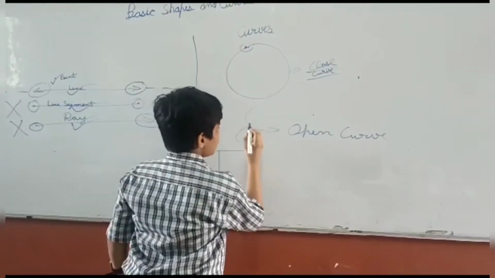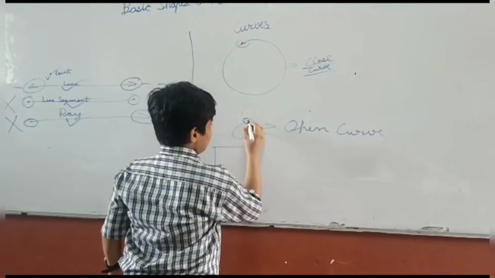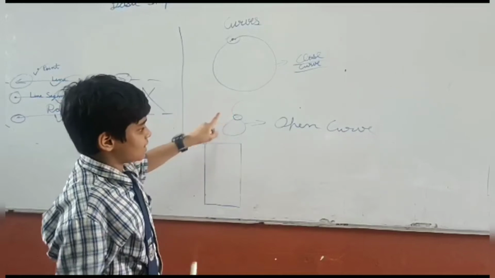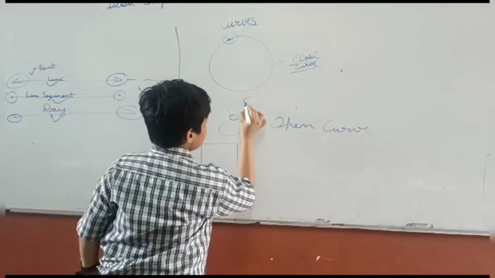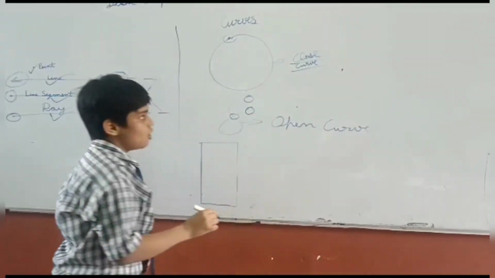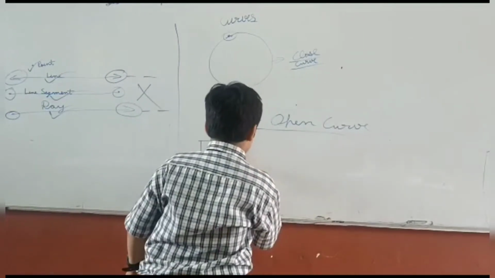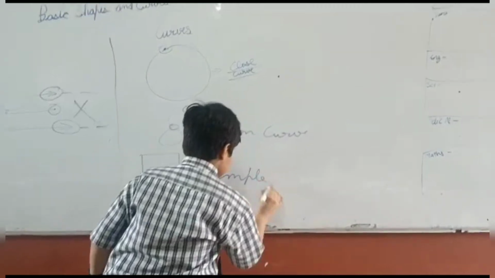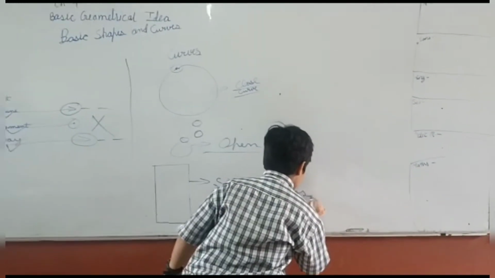Now here you can see that this line and this line and this line are intersecting. But this is an open curve because the starting point is here and the ending point is here. Open curve, closed curve. Explained now. Next is the simple closed curve. What is it? Simple closed curve.